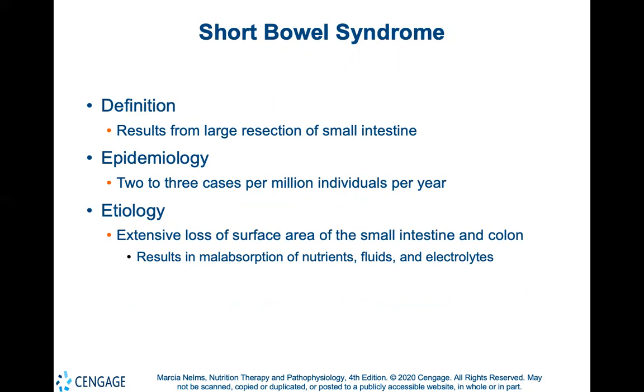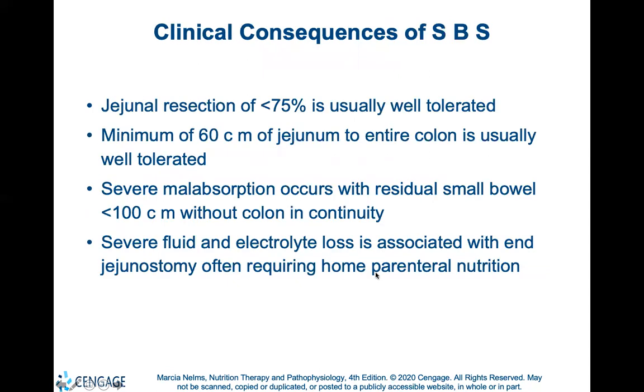Short bowel syndrome results from large resection of the small intestine, occurring in 2 to 3 cases per million individuals per year, with extensive loss of surface area of the small intestine and the colon. This can result in malabsorption of nutrients, fluids, and electrolytes. Please review the clinical consequences of short bowel syndrome.